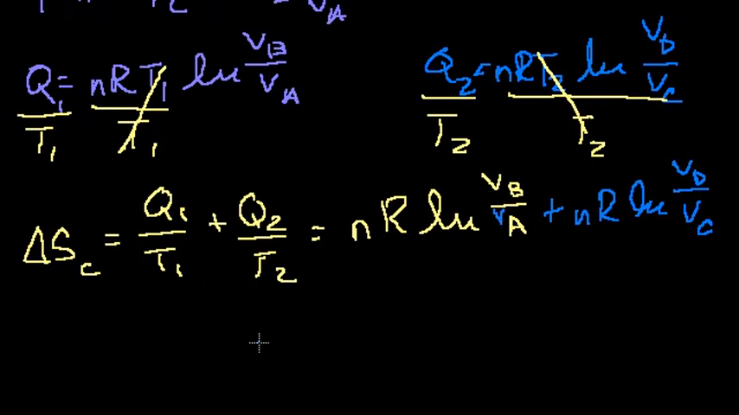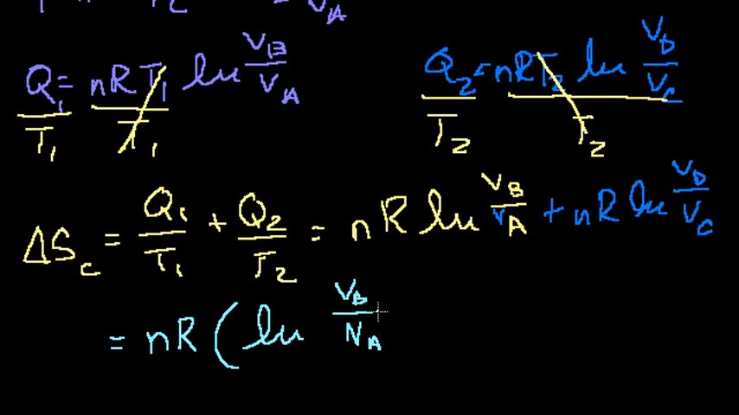All right. Now let's see what we can do. This is equal to, almost there, home stretch, nR. We can factor out an nR. And then the natural log of a plus the natural log of b is just the same thing as the natural log of ab. So this is equal to nR times the natural log of Vb over Va times Vd over Vc. All right. Now this is our change in our S state variable that we're playing with right now.